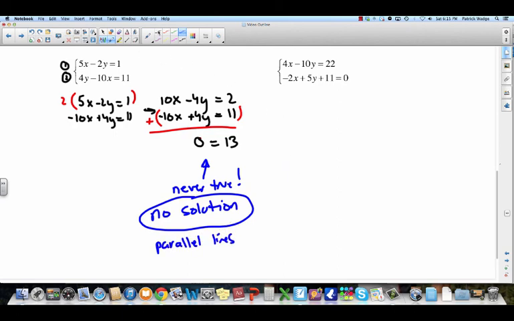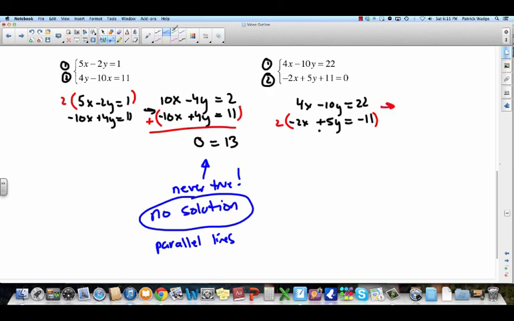Okay, last one, pretty similar to this. 1 and 2, let's put them in standard form. 4x minus 10y equals 22. And negative 2x, I know that's not standard form because of the negative, but it's okay with these, plus 5y equals, move the 11 over, you get negative 11. Let's get the x's the same again, or opposites again. We'll multiply the bottom one by 2.